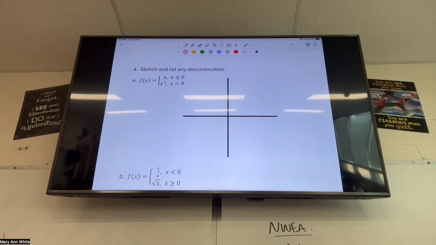Very first thing I do is notice where the change happens. And in this case, my change is happening at 0. So I like to make some kind of mark on my graph, either a very faint line or a dotted line, so that I can see where there should be a separation. One half of the graph should look one way, the other half of the graph should look another way. I don't want to cross my boundaries.